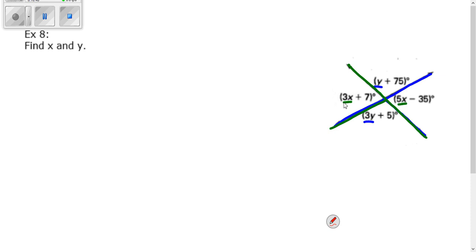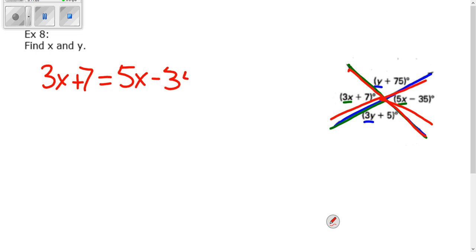So we have the angle here and the angle here. Bad drawing, angle there. Those are vertical angles. So whenever you have an x cross section, the angles opposite each other are vertical, and that means they're equal. So 3x plus 7 is the same as 5x minus 35, and same for the y's also. So we'll take 3x plus 7 equals 5x minus 35, and then we can solve for x.